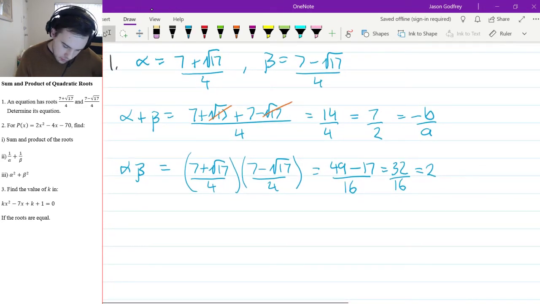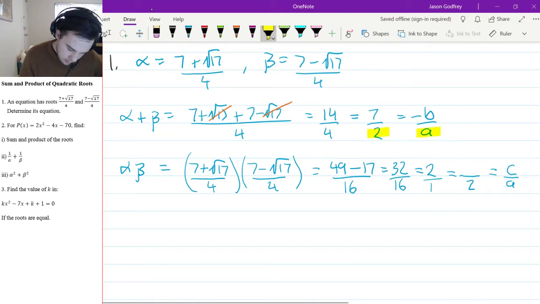So notice here, they both have a denominator of a. See how this one here, 7 over 2, is negative b on a. So this is currently 2 over 1. But if we represent it as something over 2, and that's c on a, then we can see that a is 2, and then b and c will become evident then.